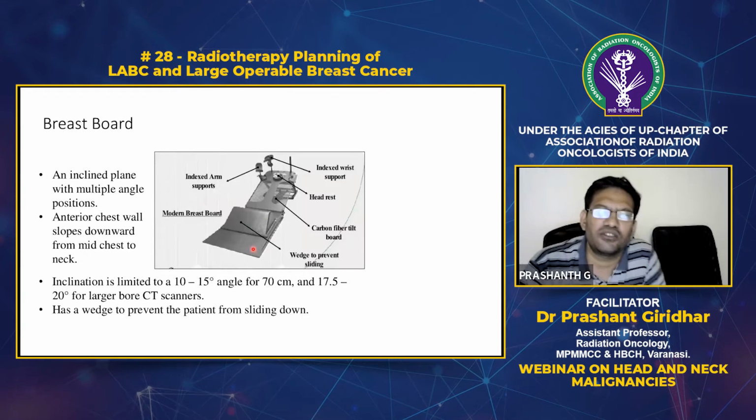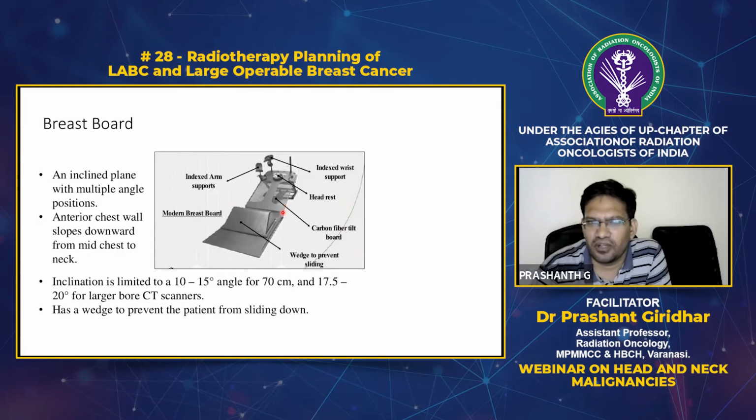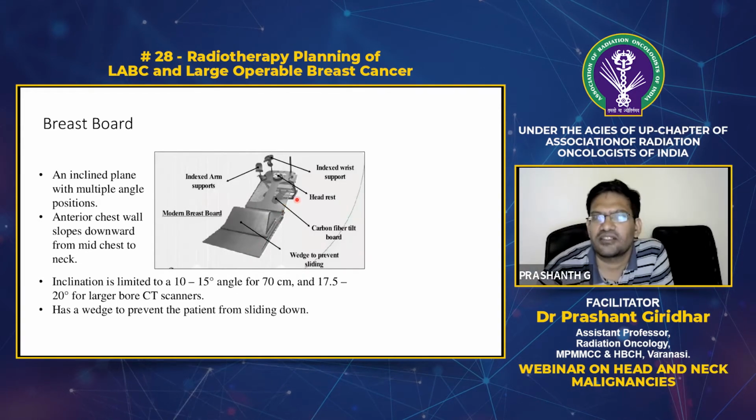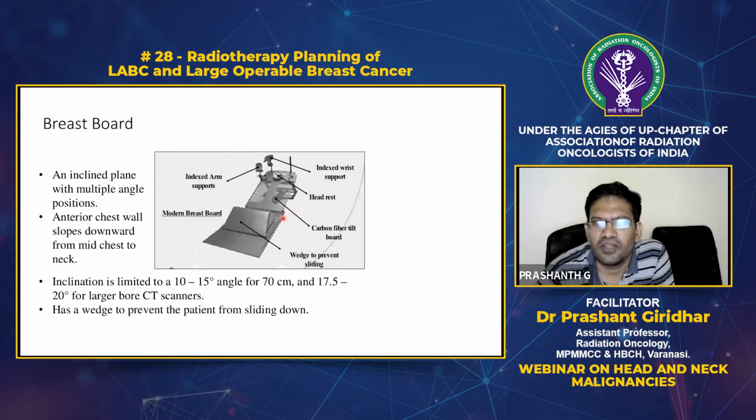This picture shows a typical breast board. Different vendors have slight modifications to the breast board, but basically, a breast board has an inclined plane. It has a flat surface and a wedge, and then you have a headrest, and arm supports and wrist supports. These are the general parts of the breast board. The inclination usually has various angles from 10 degrees to 20 degrees, depending on requirement. And this wedge is basically to prevent the patient from moving downwards.